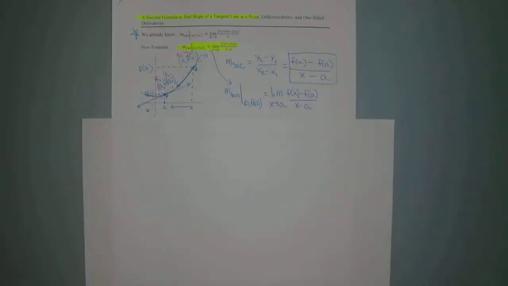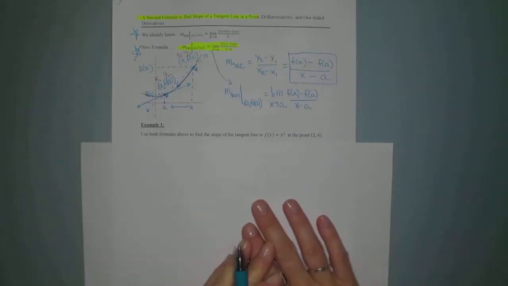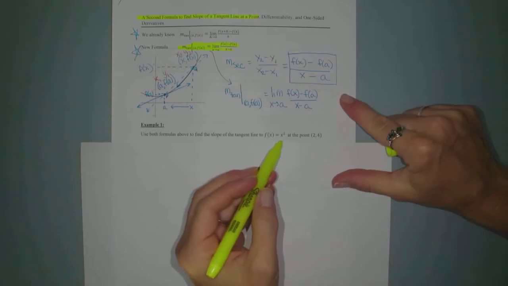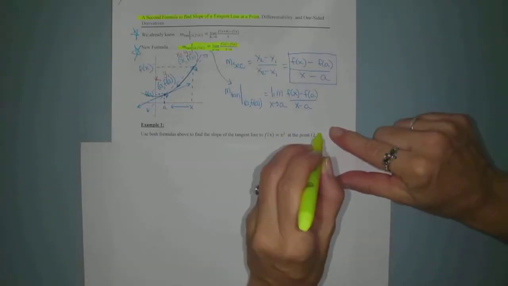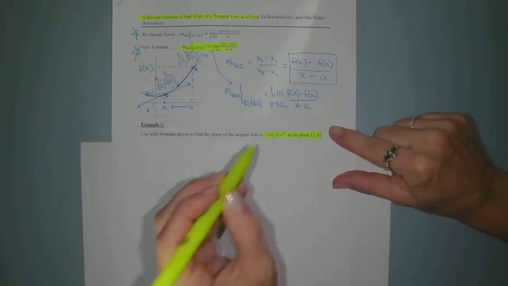Okay, so how do we use it? Well, let's take a look at example 1. Example 1 says, use both formulas above, so this one and our new one, to find the slope of the tangent line to f of x equals x squared at the point (2, 4). So here's the main part of the problem, our function and our point.